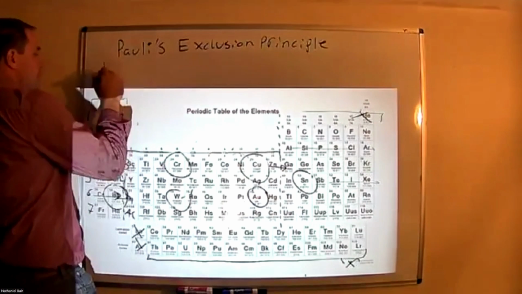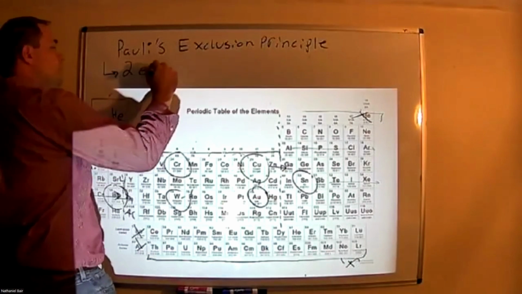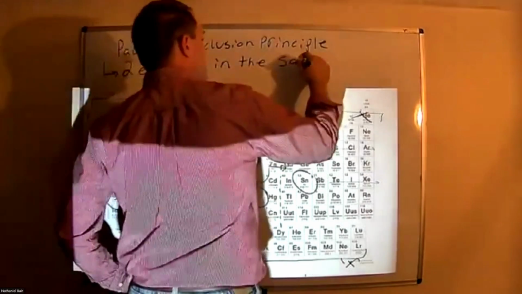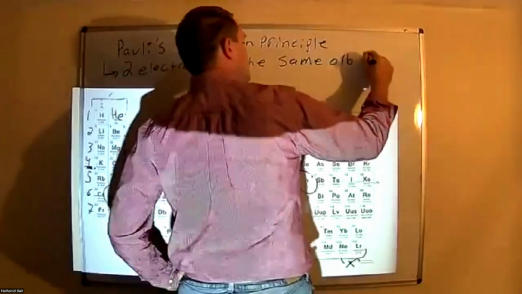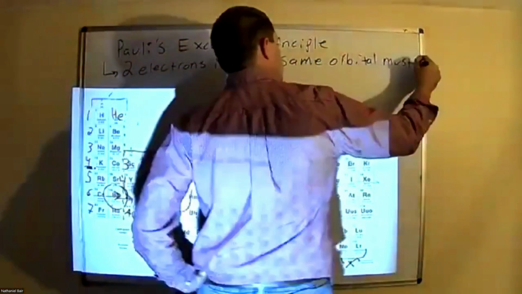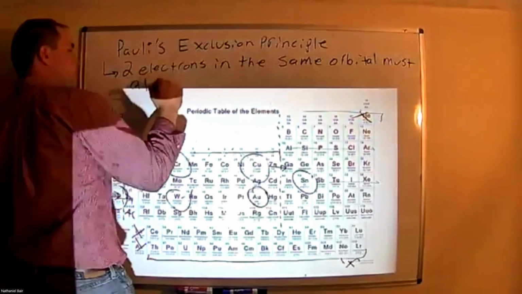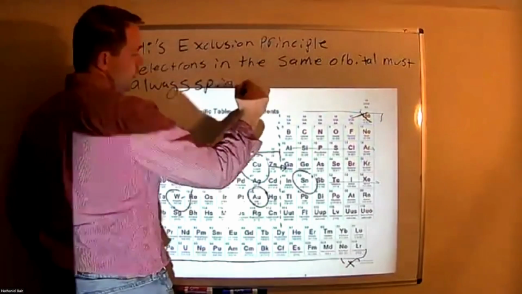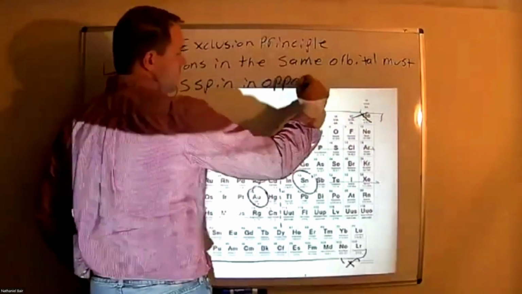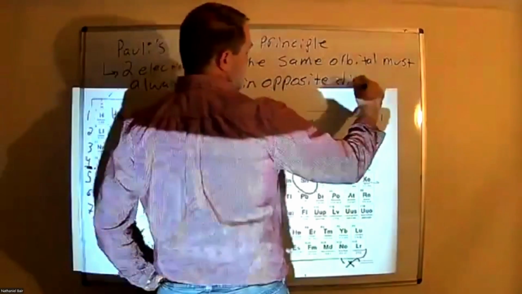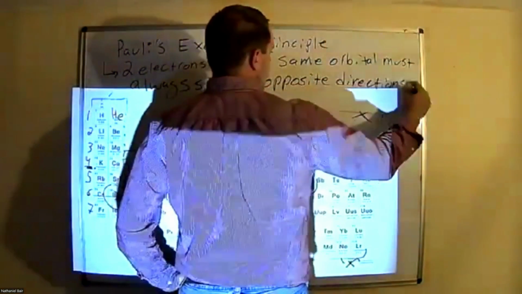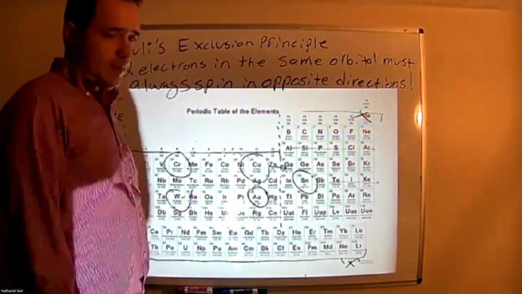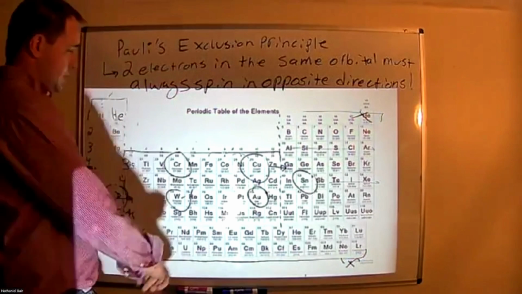Pauli's exclusion principle states that two electrons in the same orbital must always spin in opposite directions.